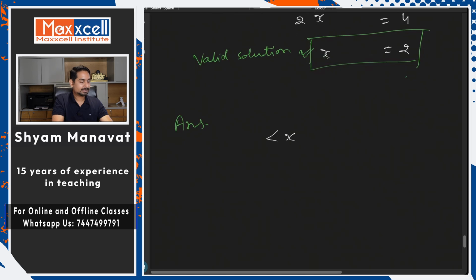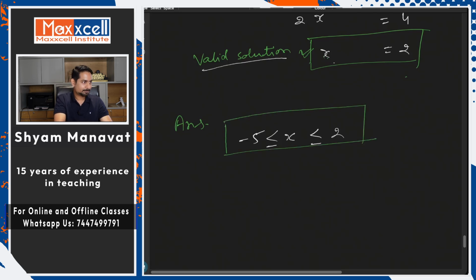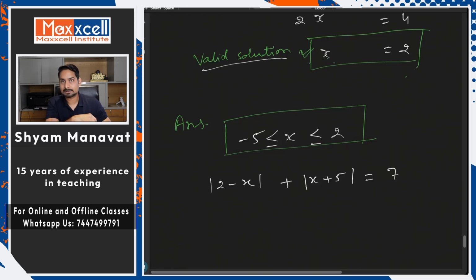X is more than equal to minus 5 and less than 2, right? And counting this solution also, which is equal to 2, I will add equal to 2 also. So this is your answer. Do you want to see that? Let me show you. 2 minus x plus x plus 5 mod is equal to 7. This was the original equation.